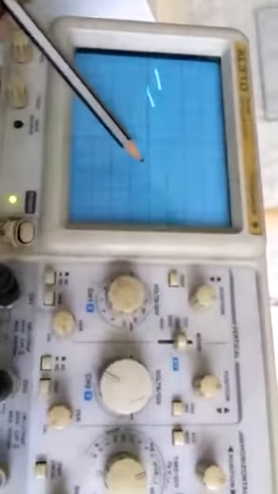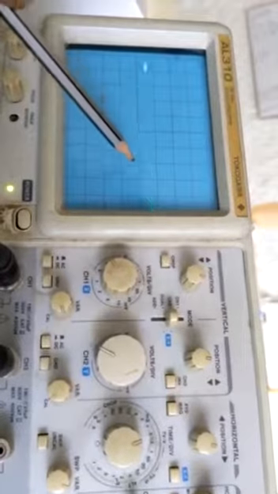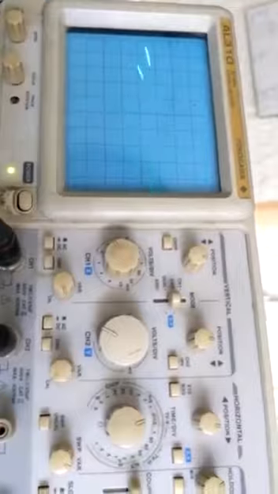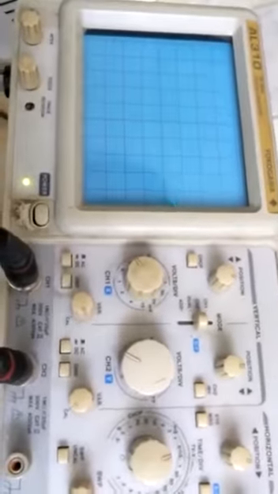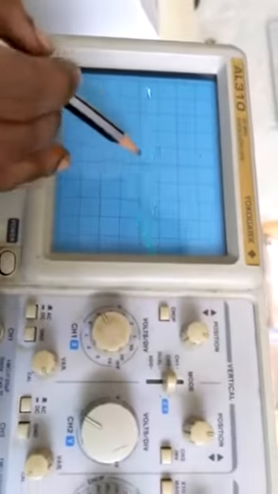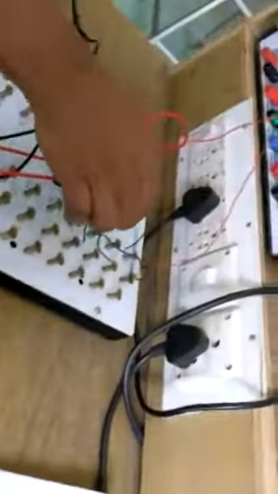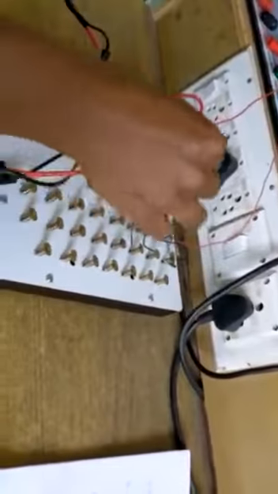It is going to be 2.6. It is 2.6 multiplied by 0.5, so that will be around 1.35 milliseconds. And also I measure the voltage here. It is going to be 0.7. It is 0.7 multiplied by 5 volts per division. I get 3.5 volts.